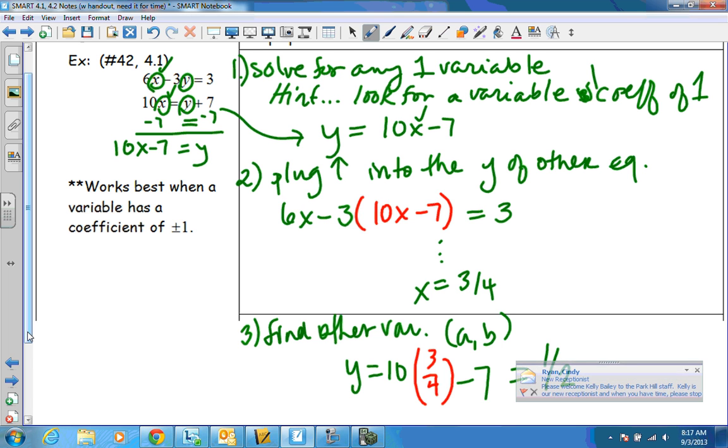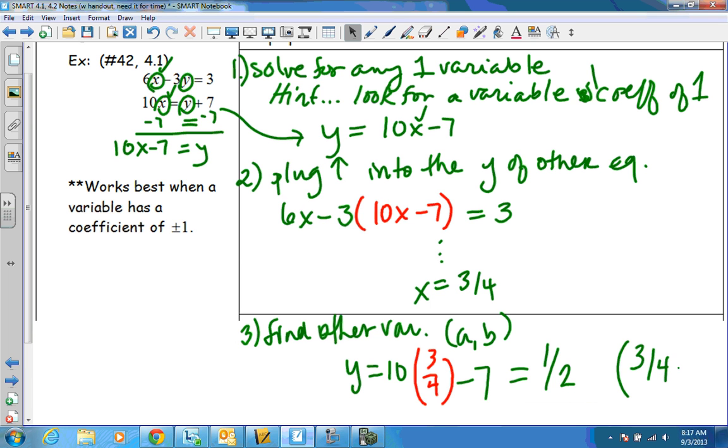So what did we get out? 3/4. This is my solution. 3/4, 1/2. And my classification.